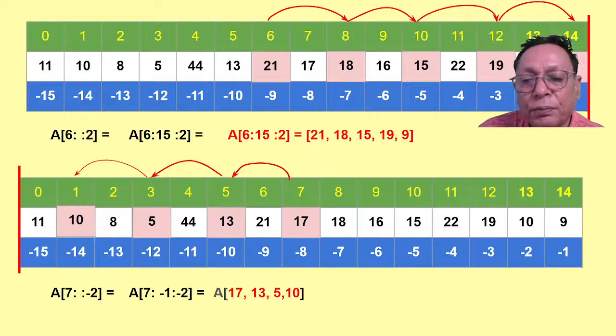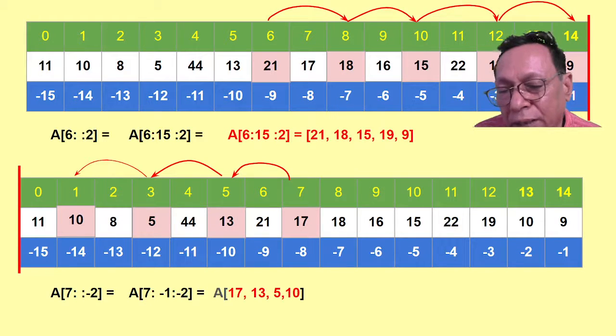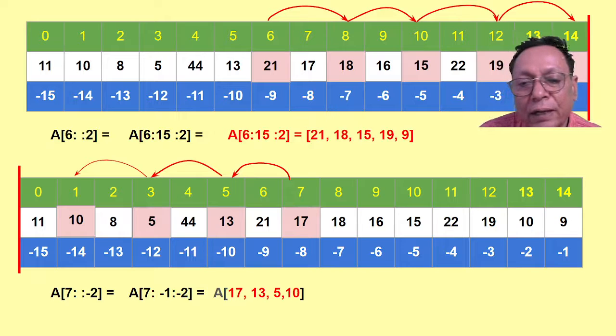So the gap of 2, and because this is negative, we'll have to move right to left. So we'll move right to left with a gap of 2. First we'll consider A7, then A5, then A3, then A1, and then A minus 1, which is not in the list. So this way the slice is 17, 13, means right to left, 5 and 10.